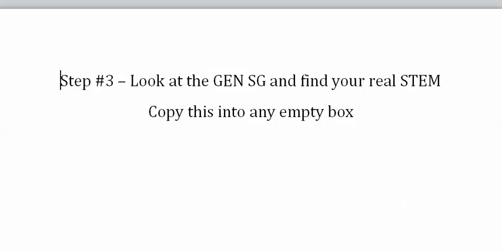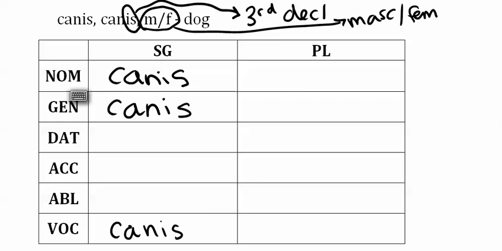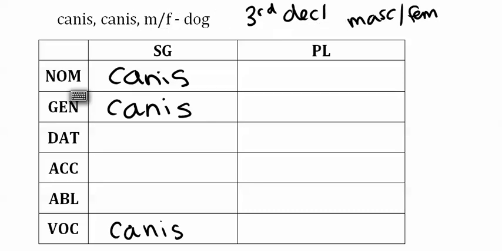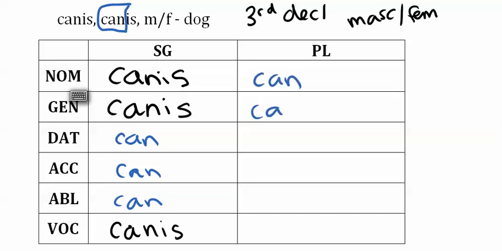In step number 3, you want to look at the genitive singular again and find the real stem, and then copy it into any empty box. If I come back to my genitive singular, I'm going to erase it so I can see it. The ending was IS, so everything in front of that, in this case CAN, is the real stem. So I'm going to come into all my remaining boxes that don't have a form yet. I'm going to start all those words out with CAN. That's the true stem. And then I'm ready for step number 4.